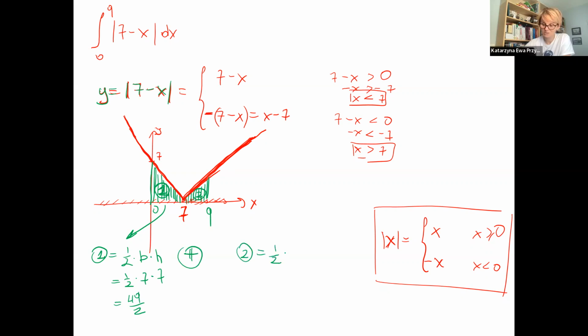The second one is also a triangle. 1/2 times base times height. What's the base for the second one? How many units between 7 and 9? 2. Yes. And then what's the height? What's the value of the function for 9? When we substitute 9, 7 minus 9, it's -2, but the absolute value of -2 is +2. Okay, that means this one is actually 2.